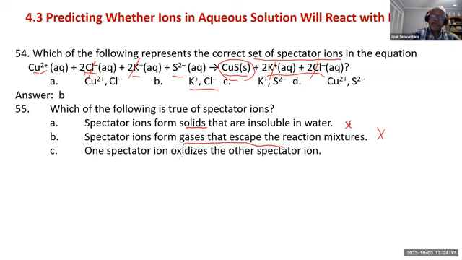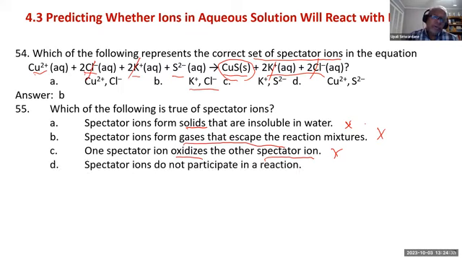One spectator ion oxidizes the other spectator ion. We're going to talk about redox reactions, oxidation-reduction reactions. The precipitation reactions are not oxidation-reduction reactions. Therefore, that statement is true. It will be clear after we do redox reactions.